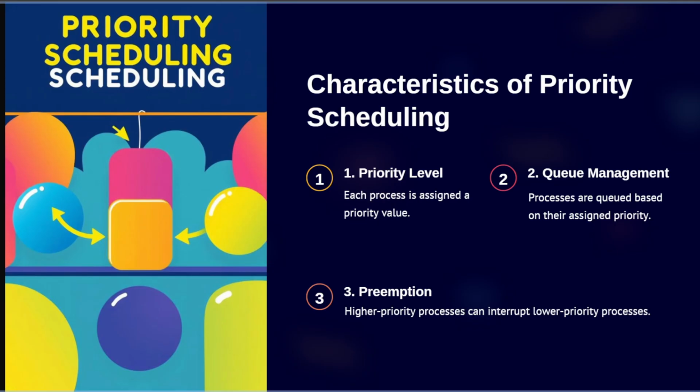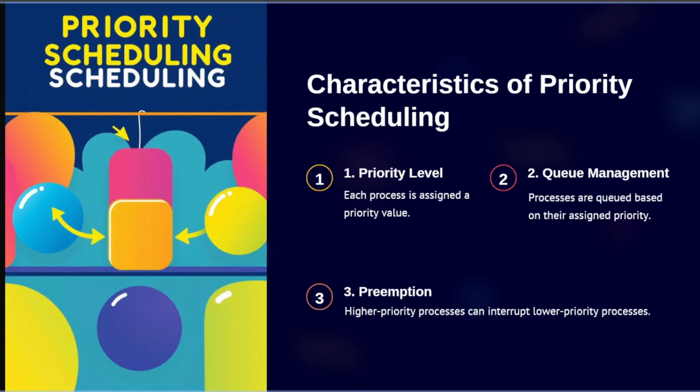Today I'll be presenting on two important concepts in the domain of operating systems: priority scheduling and the comparison between static and dynamic scheduling. These concepts are fundamental in understanding how processes are managed within a computer system, ensuring efficient execution and resource allocation. Priority scheduling plays a crucial role in ensuring that high priority tasks are given the necessary CPU time while managing system resources efficiently.